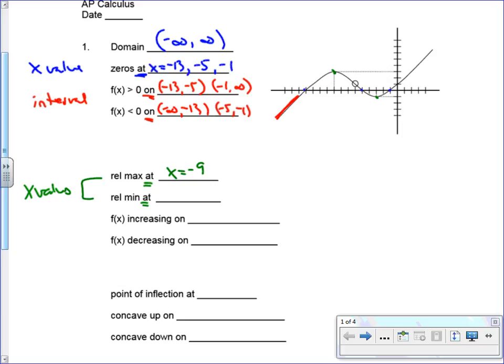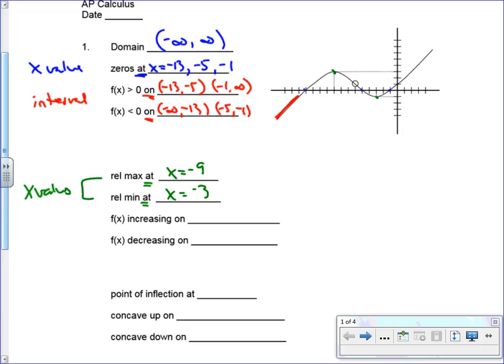Yeah, negative 9. Okay. And the relative min looks like it's at x equals negative 3. Now, they might ask you to name the relative max, and you would have to give it x and y, but a lot of times it just says "at," just for the x values. And these maxes and mins separate the graph into places where it increases and decreases. Okay? Again, we did this in Algebra 2.